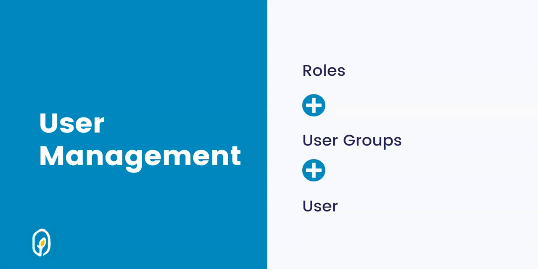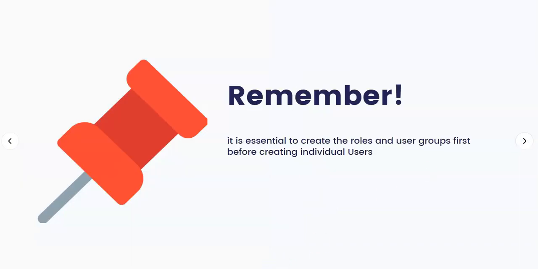User management consists of the following three elements: users, user groups, and roles. Users are built using roles and user groups. It's important to create these first before creating individual users.